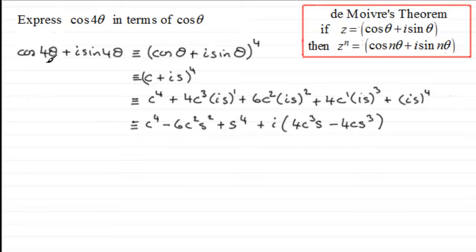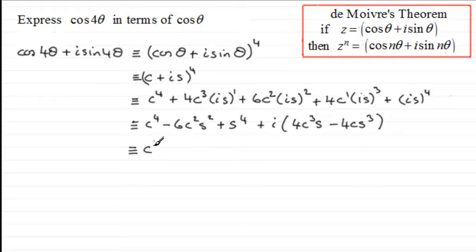So I can see that I'm going to be comparing this part, the real part, cos 4 theta. At the moment it's cos to the power 4 of theta minus 6 cos squared theta sine squared theta plus sine to the power 4 of theta. But if I'm to get it in terms of cos theta, then I can use the identity that sine squared theta plus cos squared theta is 1, which when rearranged, sine squared is 1 minus cos squared of an angle.